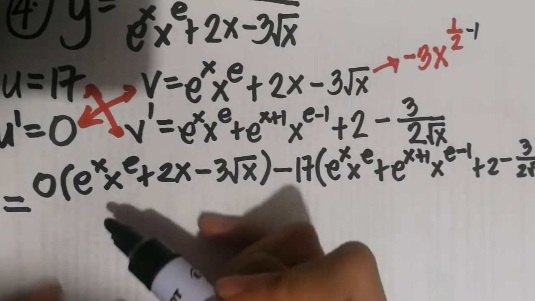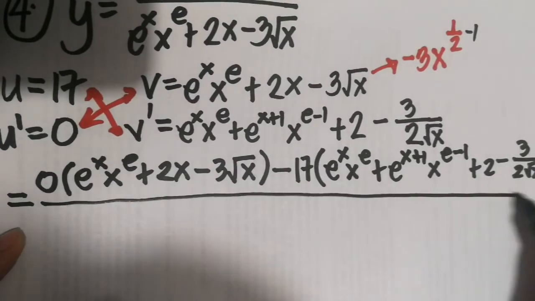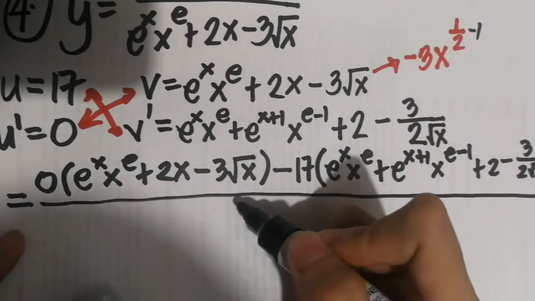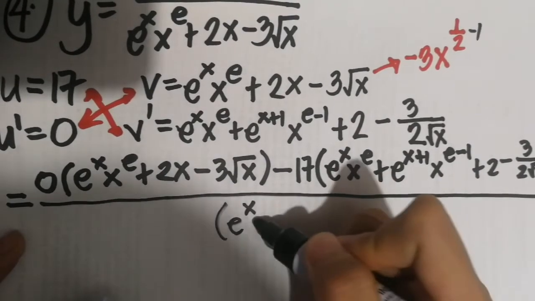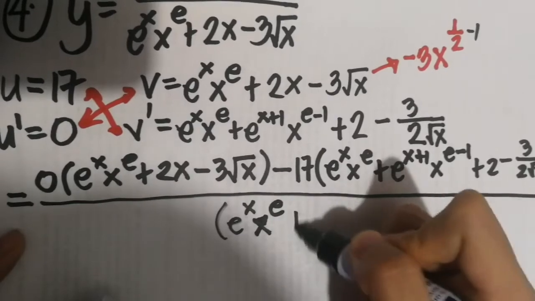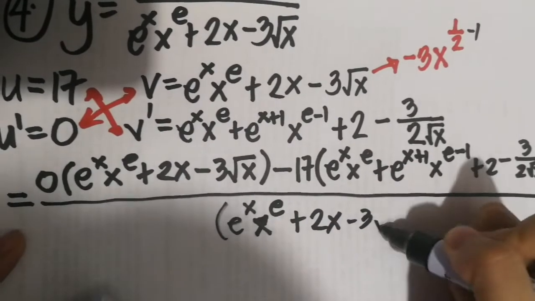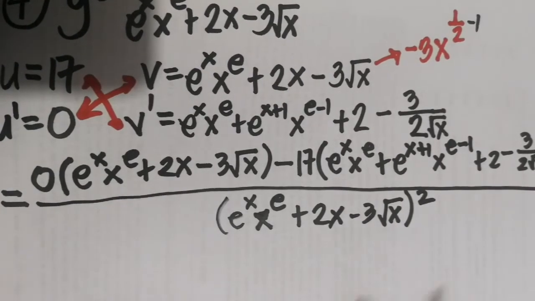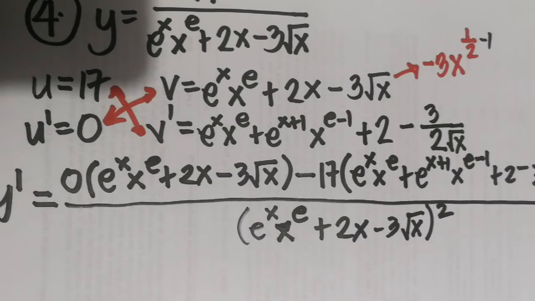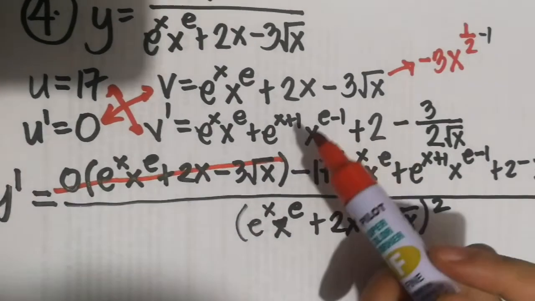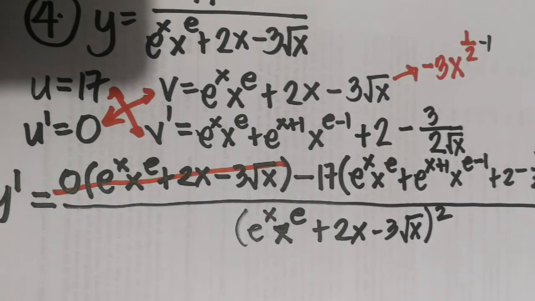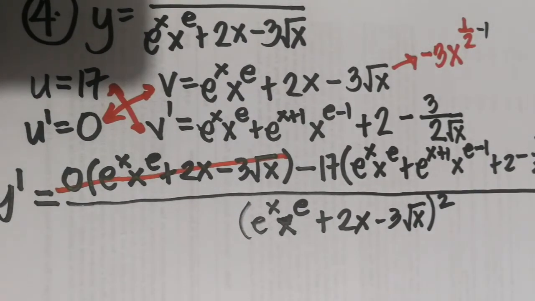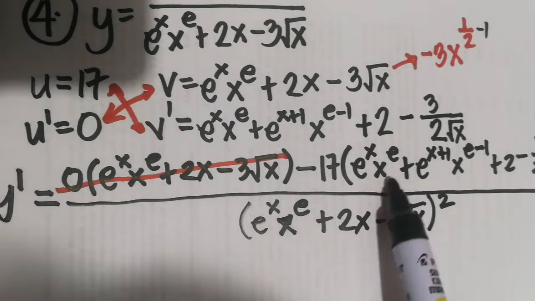Okay, so all over the square of the denominator. So we have e to the x times x to the e plus 2x minus 3 times the square root of x squared. Okay, then perform the operations. So this one will now become 0. And in this case, we have to distribute negative 17.